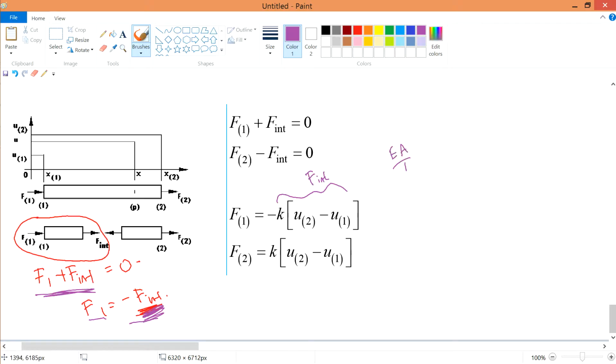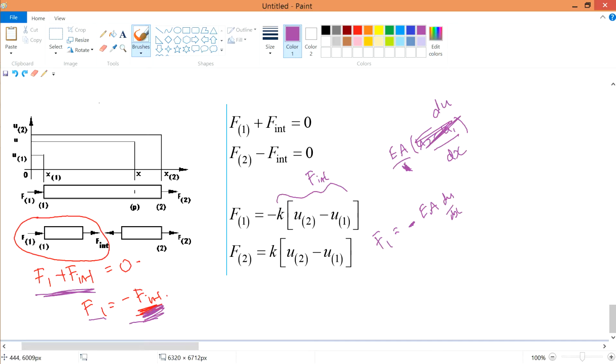It's EA over L, U2 minus U1. Okay, so K is your EA over L, right? And since this is U2 minus U1, this is some form of a change in U, or you can call this du. Then because we are now analyzing the element in terms of a very small dx, instead of L we can say dx, and therefore I have EA du dx. Don't forget the minus, because it's a minus sign over here. So I have F1 equals minus EA du dx.